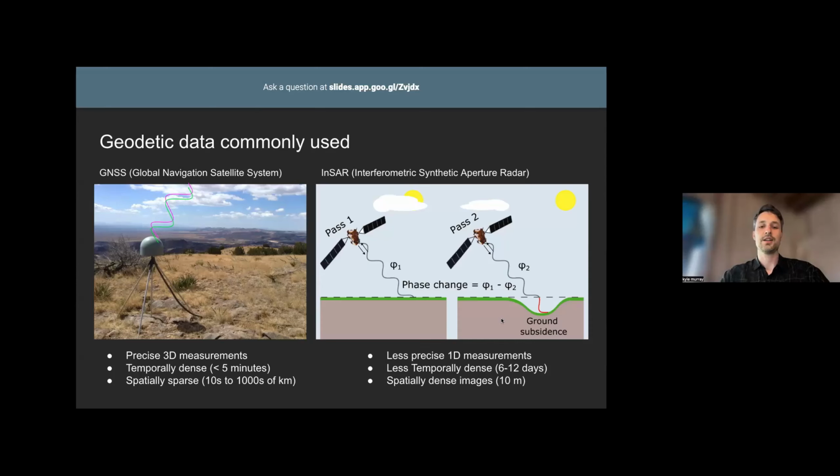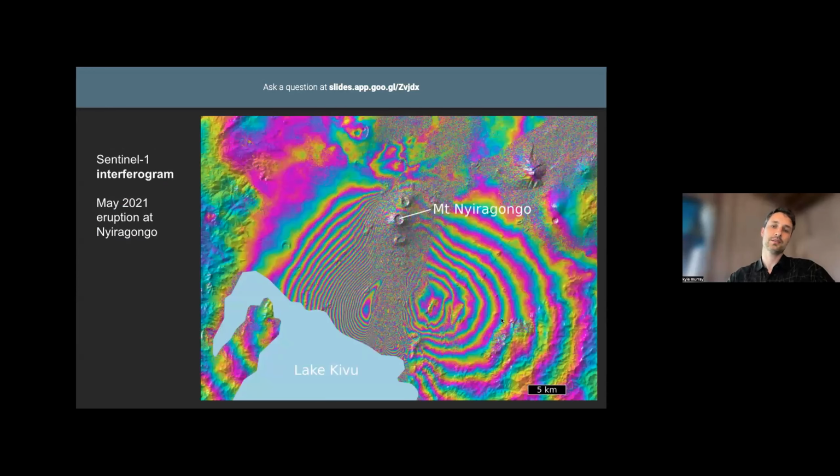An interferogram is the 2D image showing these relative one-dimensional changes. This is a great example of such an interferogram. This is from the 2021 eruption of Nyiragongo. You can think of each of these color cycles representing about 3 centimeter contours of ground displacement. Both InSAR and GNSS have been used here to track changes related to migration of magma and volcanic activity. But this really gives you the complete spatial view of what's happening.